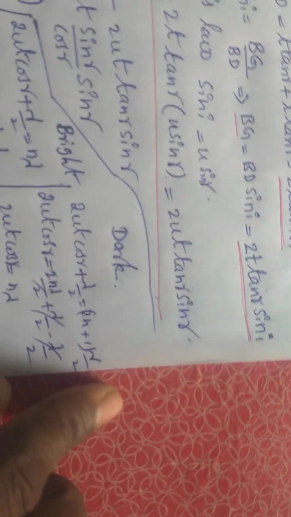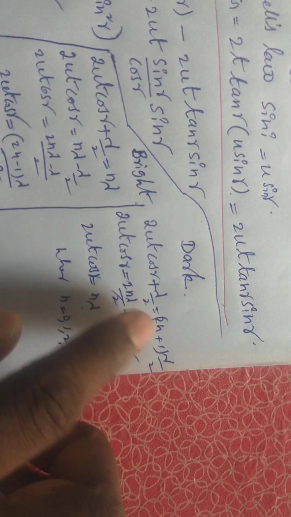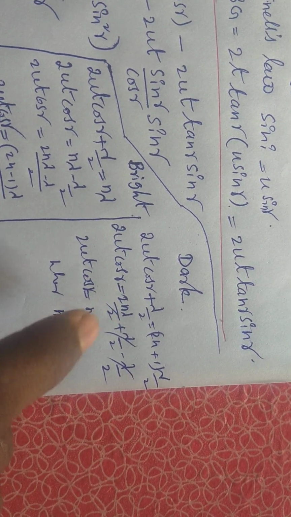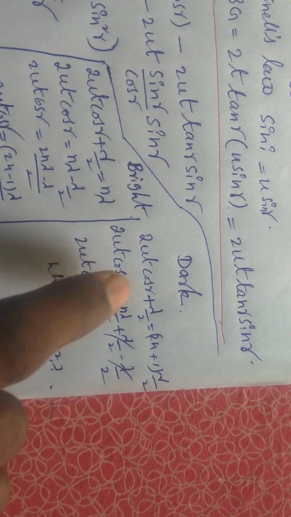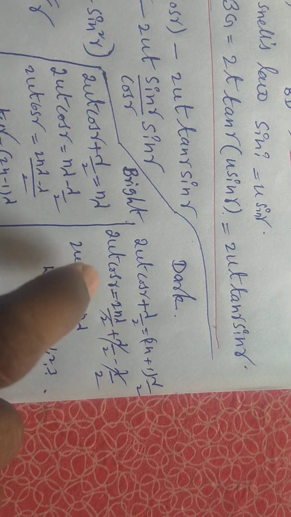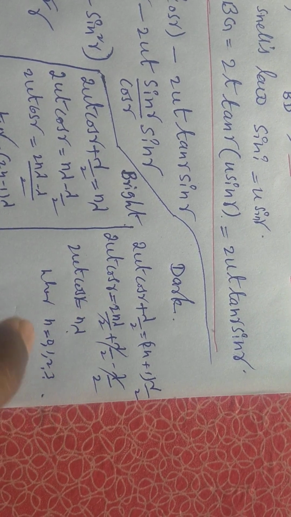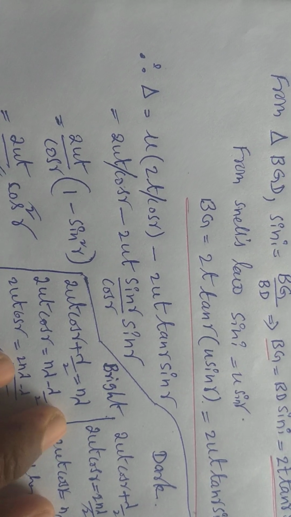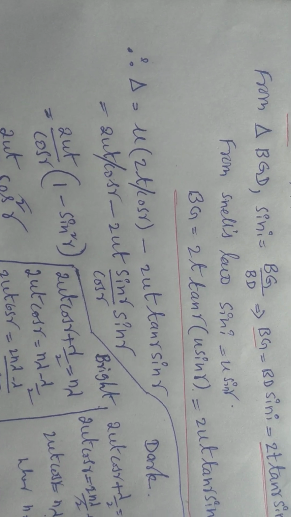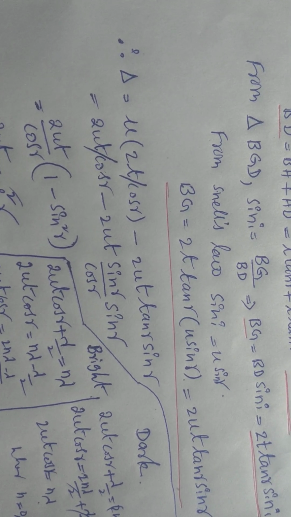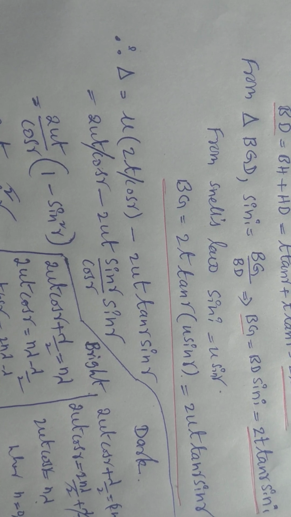For the dark condition, 2 mu T cos R plus lambda by 2 equals 2n plus 1 into lambda by 2. So 2 mu T cos R equals 2n plus 1 into lambda by 2 minus lambda by 2. The lambda by 2 terms cancel, and we get 2 mu T cos R equals n lambda, where n equals 0, 1, 2, 3 and so on. So these are the required conditions for the analysis of bright and dark fringes in thin film by reflection geometry, interference by reflection geometry.